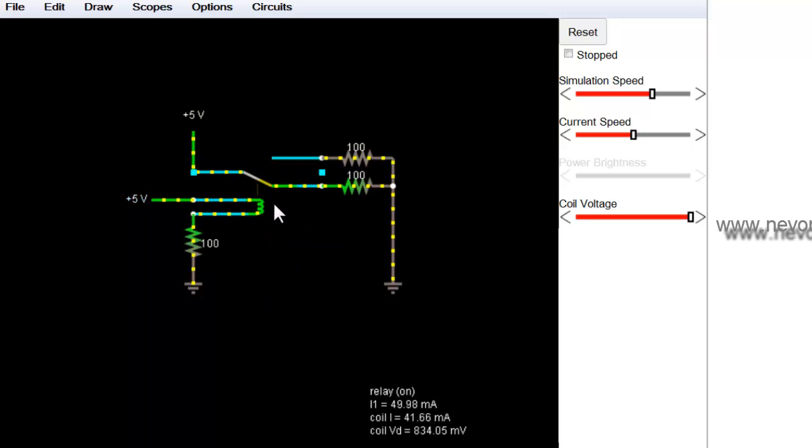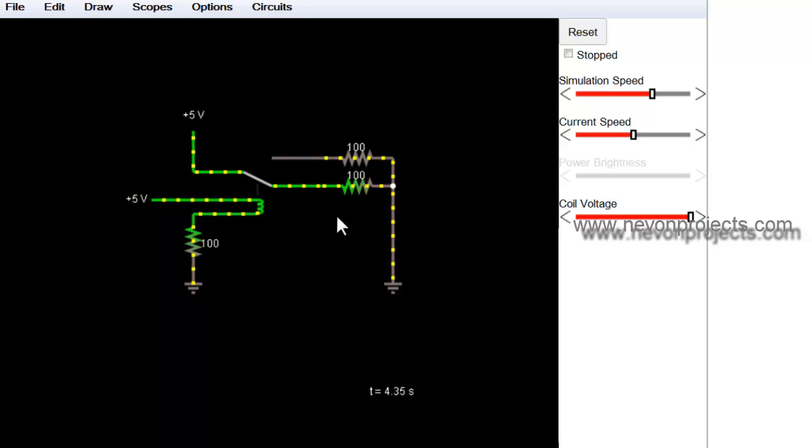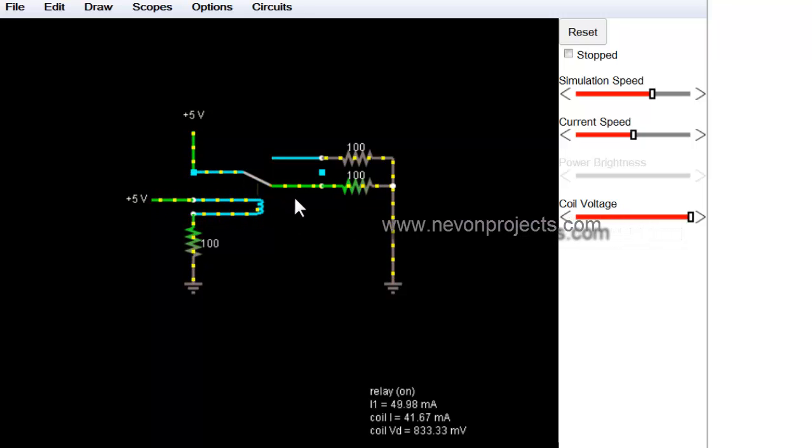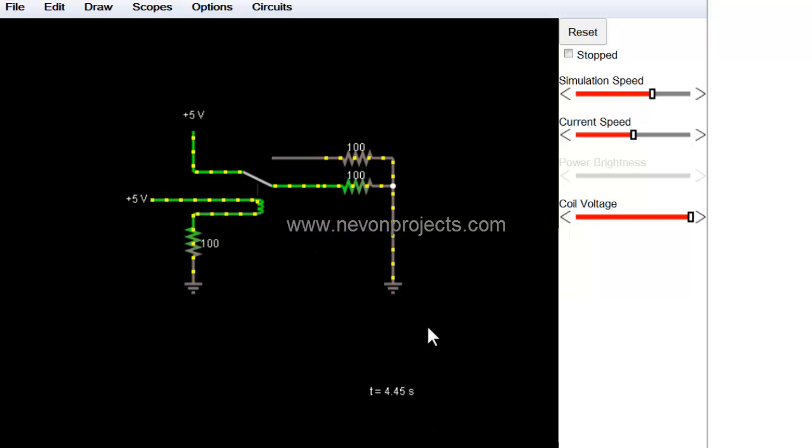Now again, as the coil has been energized, the supply is going through this resistor, and this is because of the electromagnetic attraction forces that are attracting the switch towards the normally open condition. So this was the simulation of a relay. Now let us move to the next section.